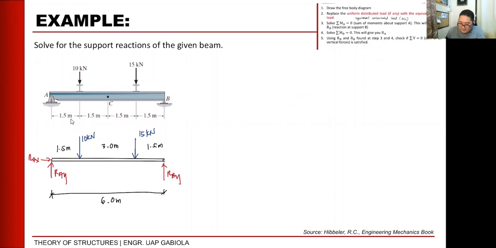Okay? Next is to replace our load with the ECL, the equivalent concentrated load. But since these are point loads, we no longer need to convert them. Next is to solve using the summation of MA. Although these steps are not a golden rule, what we need to satisfy are our three equations of equilibrium. Okay? Because this is a determinate structure, that's all we need to satisfy.